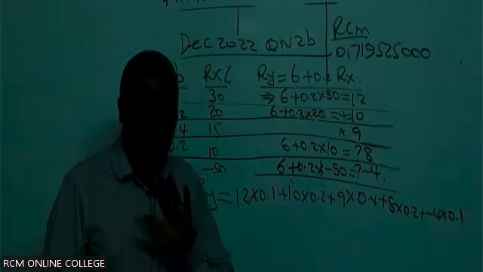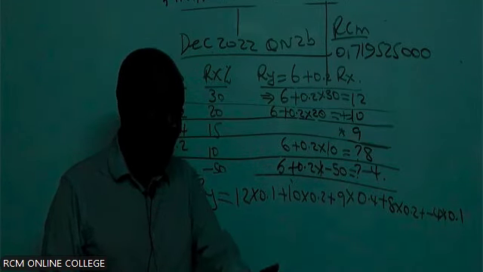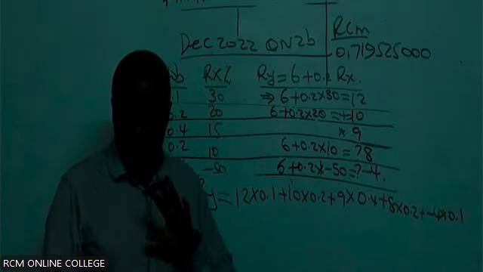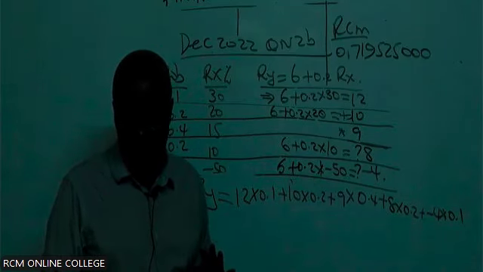Or you simply use your calculator. You know, calculator is what it is. So you simply say 6 plus 0.2 times minus 50. And then you say equals. It will give you minus 4.